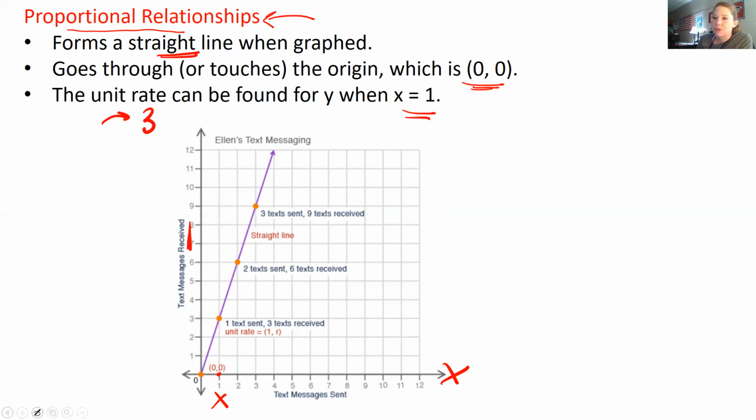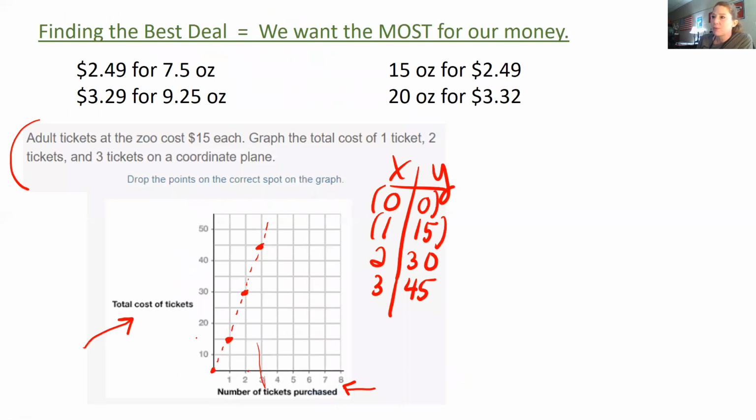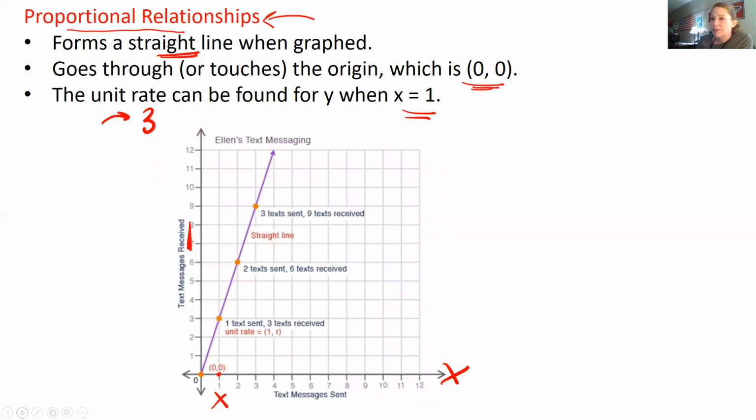When that's proportional, I'm going to go back to this example. So this is a straight line. This touched 0, 0. And the unit rate was 15. When x is 1, our unit rate was 15, and that's what it said. Every one ticket is $15. So these are both examples of proportional relationships.